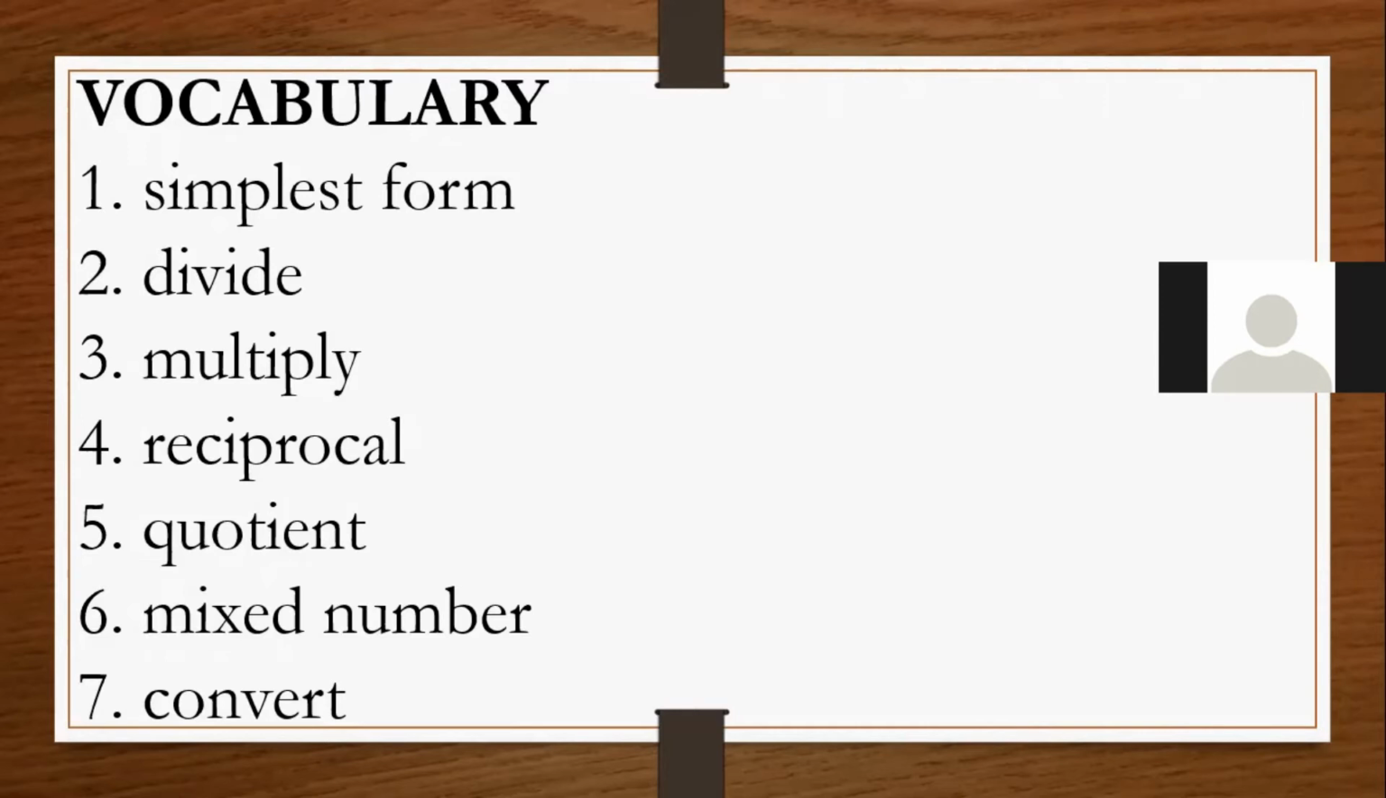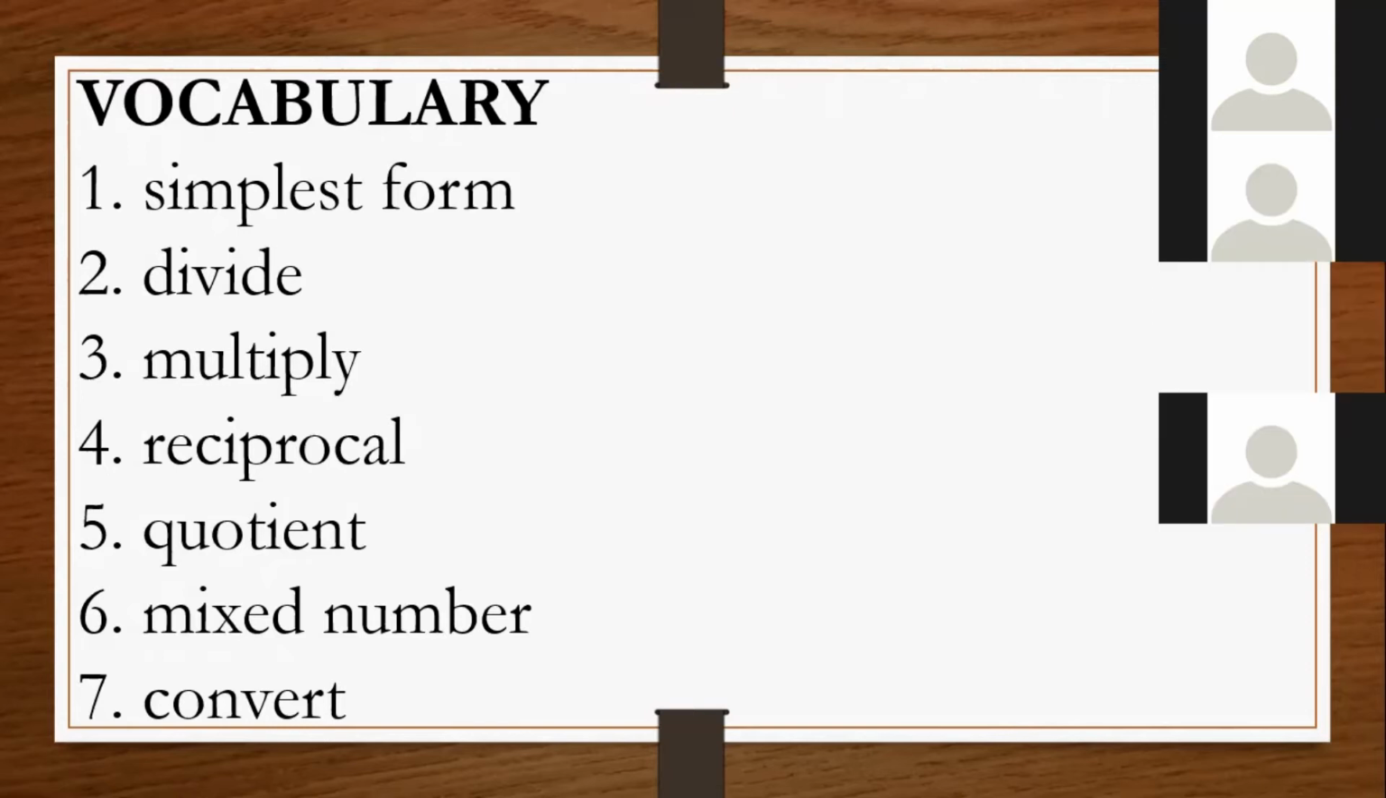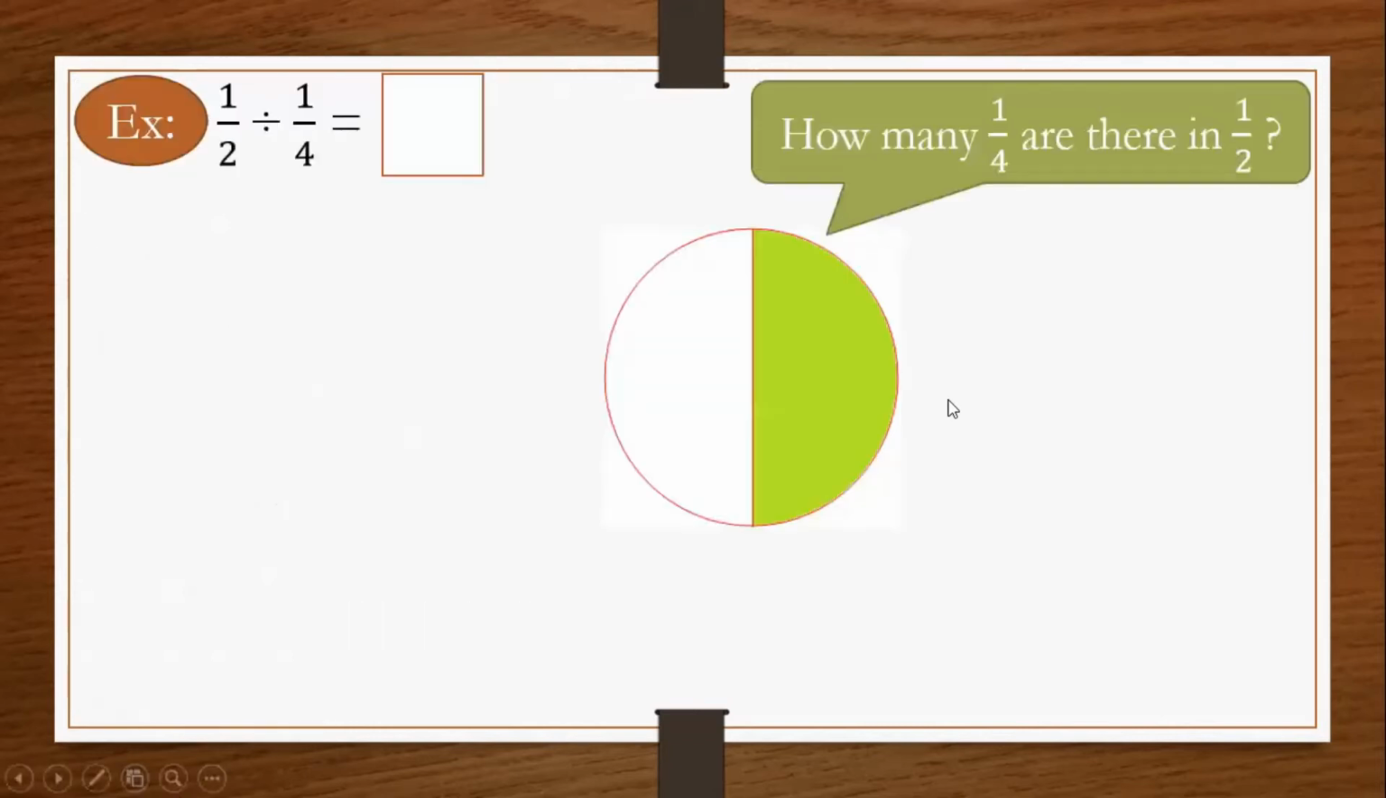March. Simplest form, divide, multiply, reciprocal, quotient, mixed number, convert. Very good. And last one is Upper. Simplest form, divide, multiply, reciprocal, quotient, mixed number, convert. Very good. Thank you for reading. So that is our vocabulary. Now let's move on to our main topic.